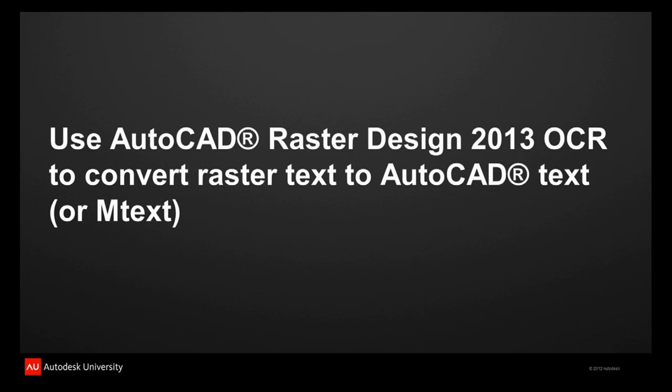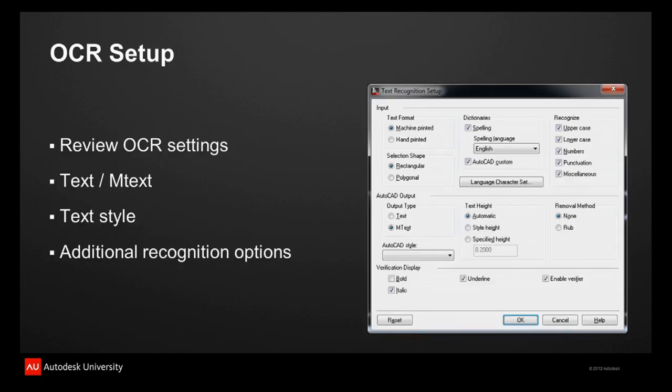This is also quite a powerful part of Raster Design. Again, depending on the quality of the raster image, you can actually go and set up parameters and then convert raster text to vector or AutoCAD recognizable text. Before we do so, again, it's important to specify the correct settings for each project, and it might differ from project to project.